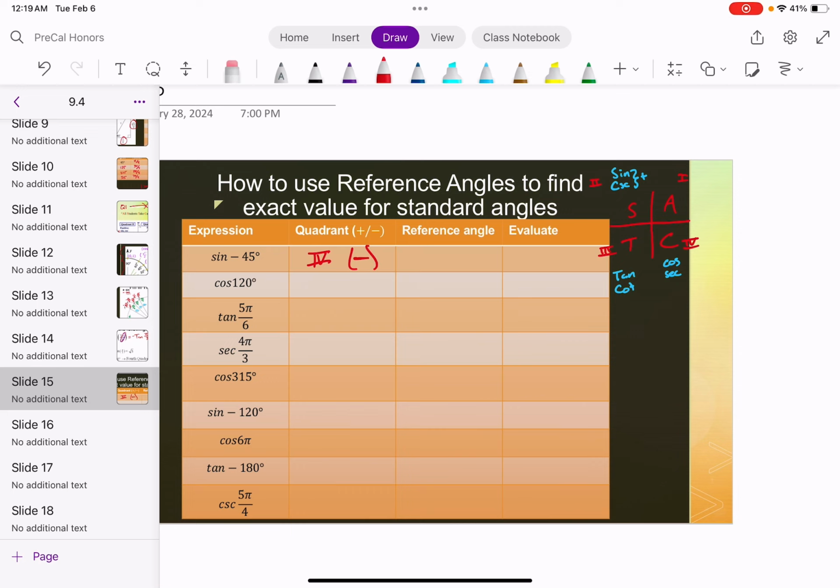So what would be the reference angle that we would be talking about? Well, in this case, our reference angle would be 45. From this point, we can then evaluate exactly what it would be, which, notice here, is going to be a negative square root of 2 over 2.